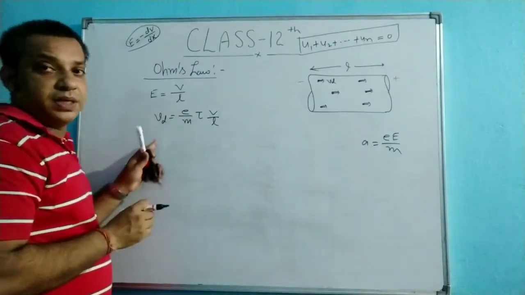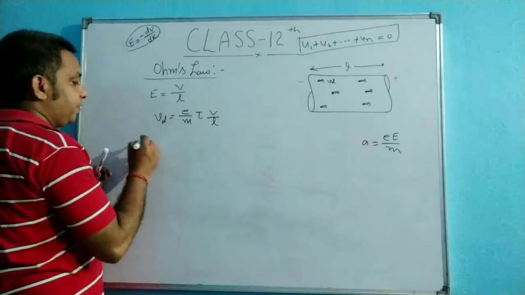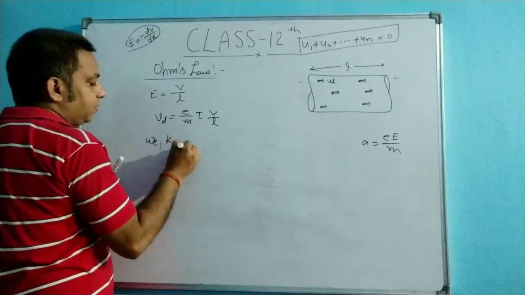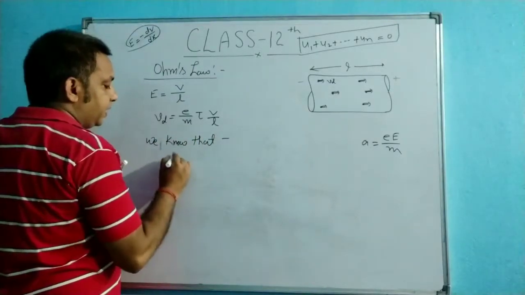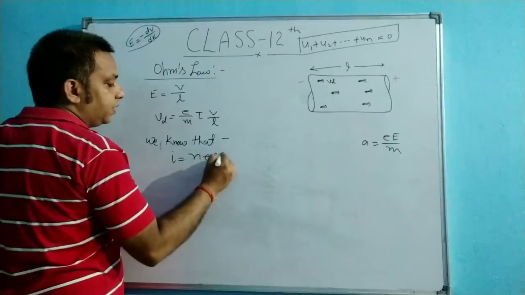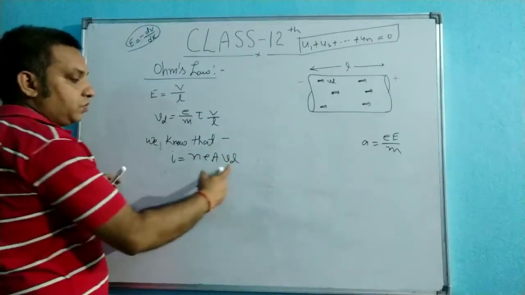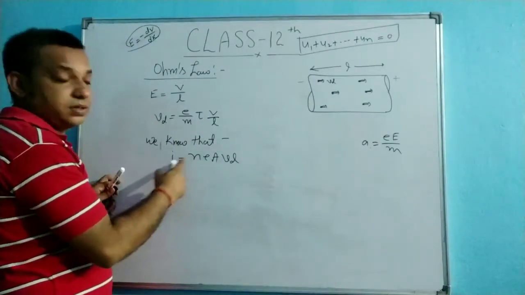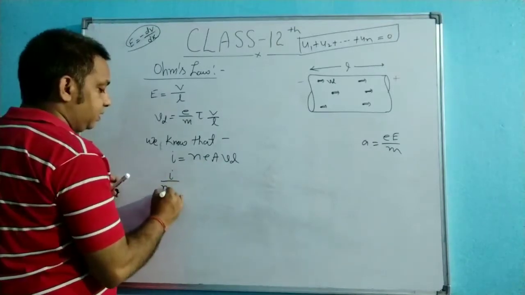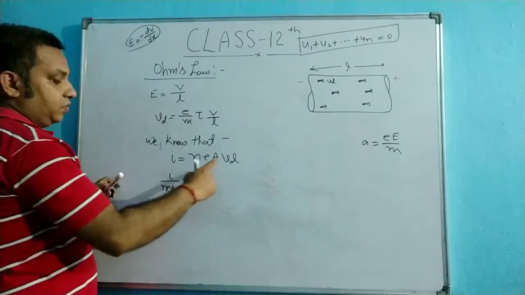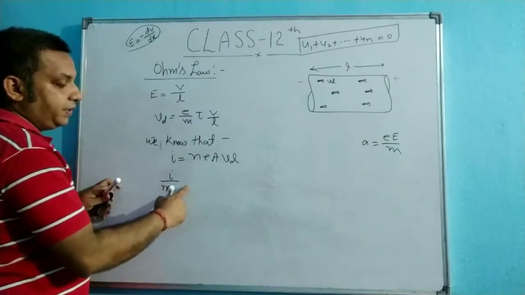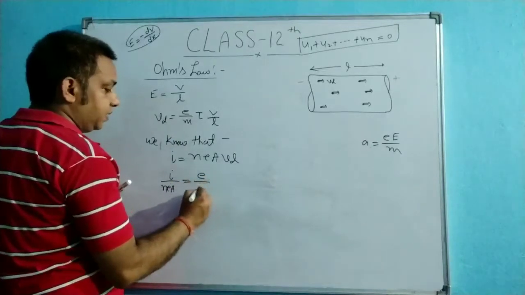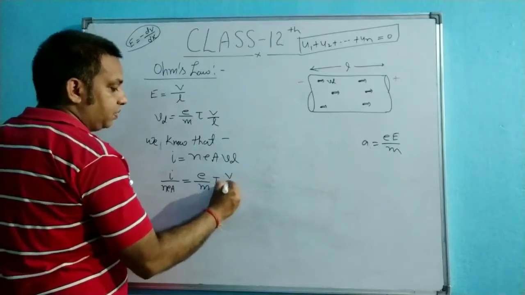Now, what is the relation between the electric current and the drift velocity? We know that I is equal to NEA Vd. So Vd is equal to I upon NEA. Putting this value of Vd, I upon NEA is equal to E divided by M into tau, V by L.